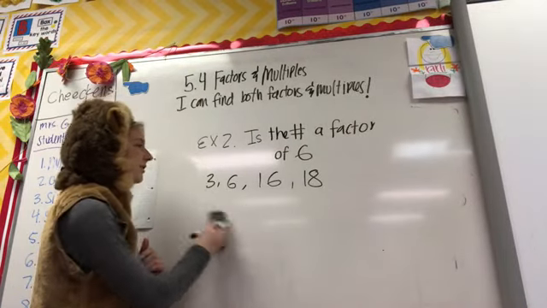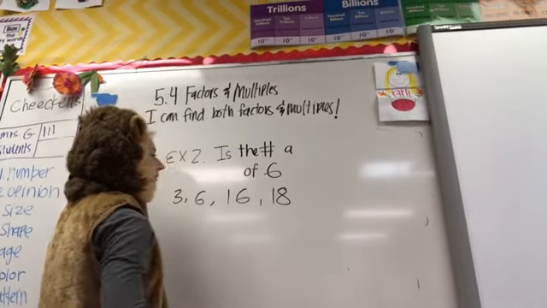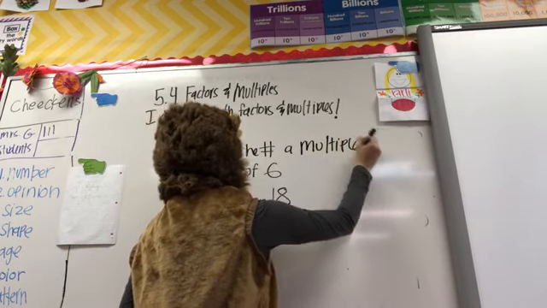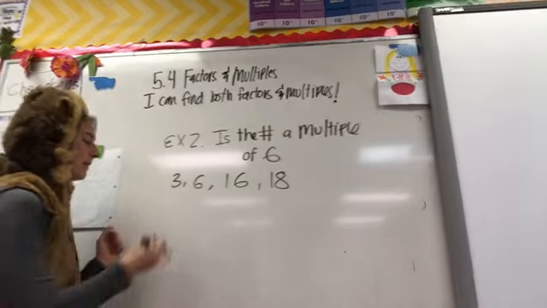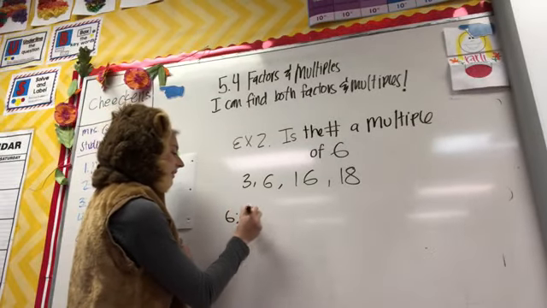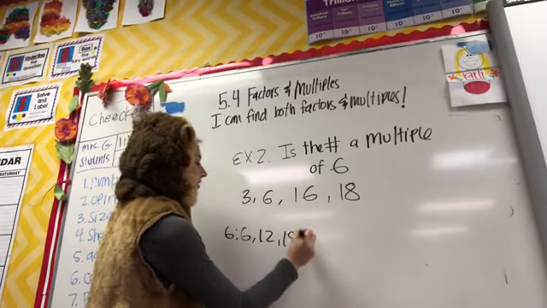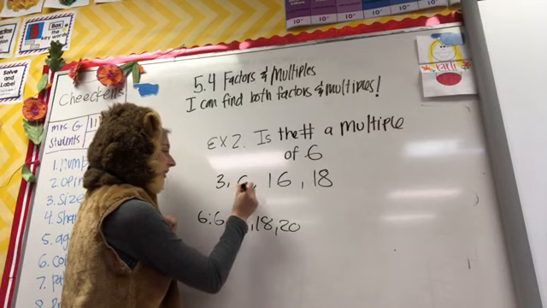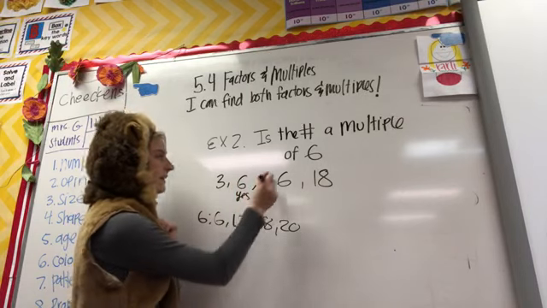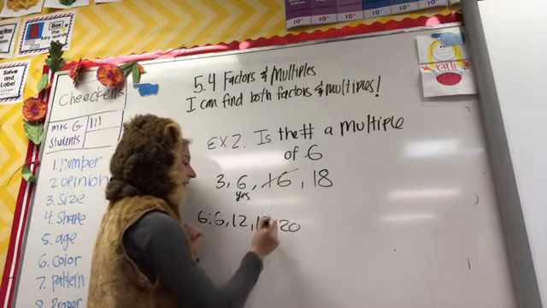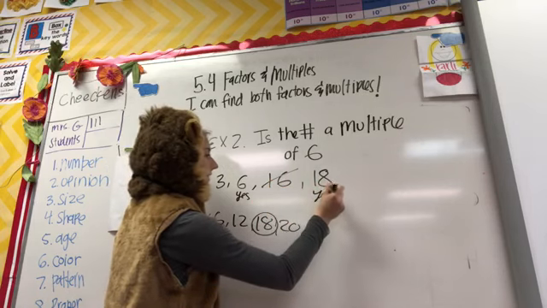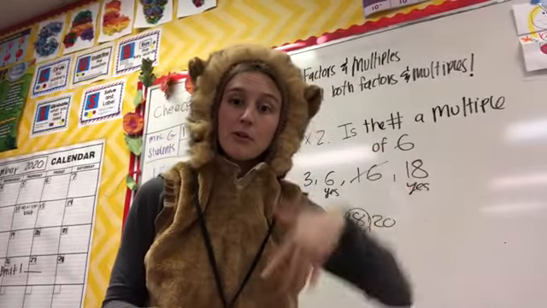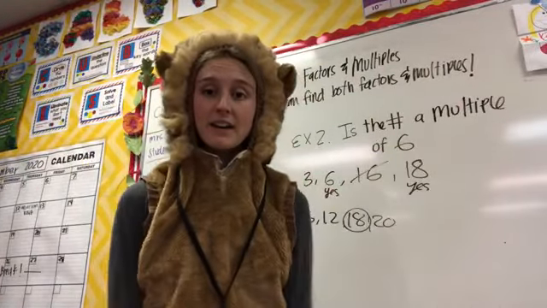But what if I took this and said, is the number a multiple of 6? Well, that would be me listing multiples of 6. So 6 times 1, 6, 12, 18, 20. All right. Is 3 a multiple? No. But is 6 a multiple? Yeah. So 6 is both a multiple and a factor. Is 16 a multiple? No. Is 18? Yeah. So you've got to be really careful to see if it's asking you for a multiple, multiply, or a factor, the facts that make it up.